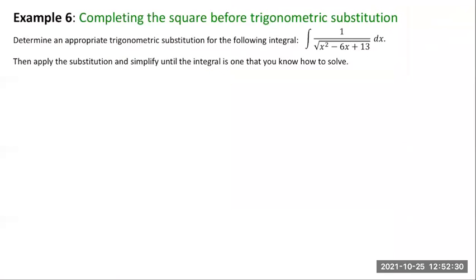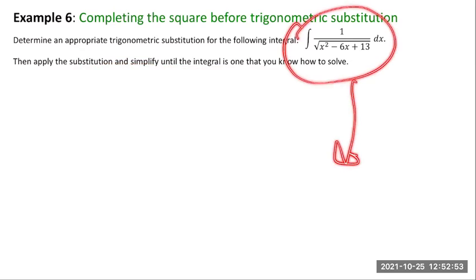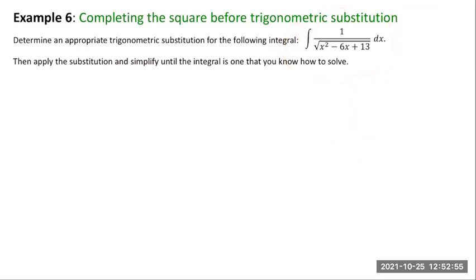Let's move on. This is the last example that I want to work on. Determine an appropriate trigonometric substitution for the following integral. This is the integral given to you. Then apply the substitution and simplify until the integral is one that you know how to solve. Again, you don't have to solve it. You have to bring this down to an integral that you know how to deal with. Okay, that's all you need to do.